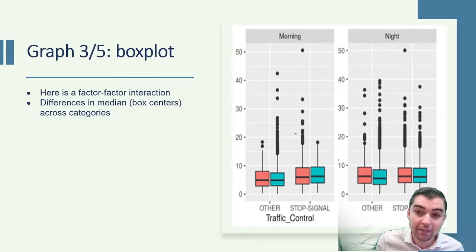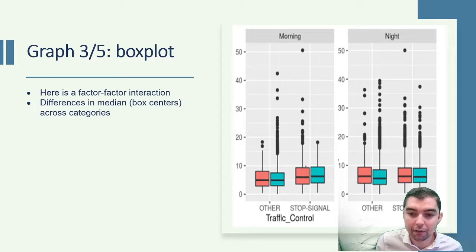One useful case for box plots is detecting interaction variables. Here's a factor-factor interaction. There's a difference in the median box centers across the categories. This is a graph that's looking at two variables, morning or night, and stop sign or other. Other could be a yield sign, or just a right turn, or just a left turn, or so forth.